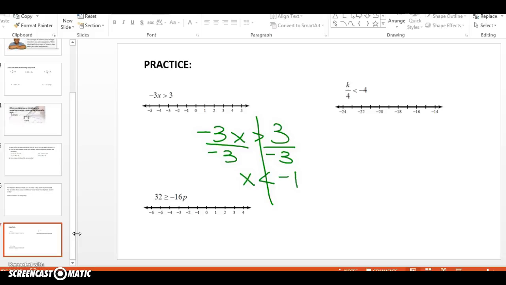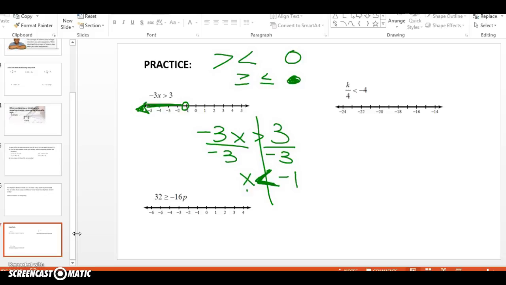Open or close circle? Open, because it doesn't include -1. Remember, this symbol and this symbol get open. If I add the equal, that's when you fill it in because that means it equals that number. So I'm going to put an open circle on -1. And then this says everything smaller. Here it's eating the -1, so that's got to be the biggest. So this has to represent all numbers that are smaller, which would be all of these negatives going that direction. Make sure you raise your hand and ask a question if you don't understand something.